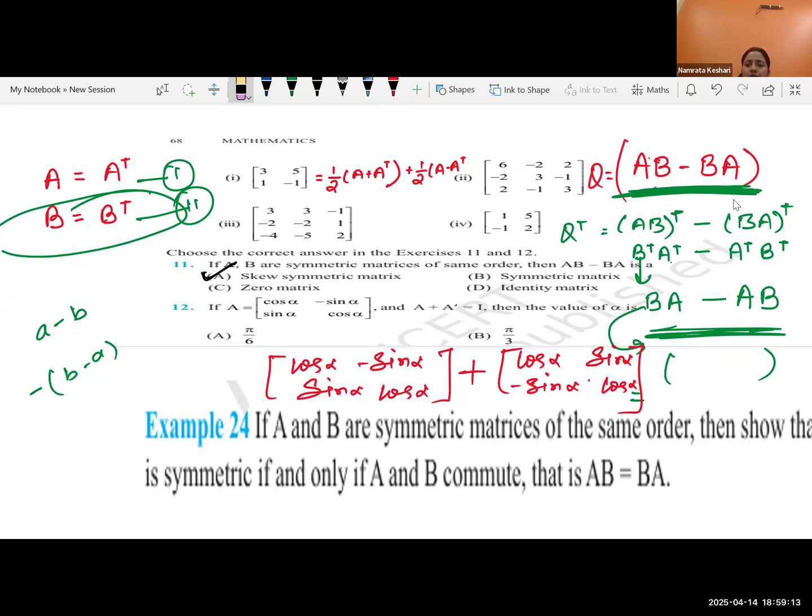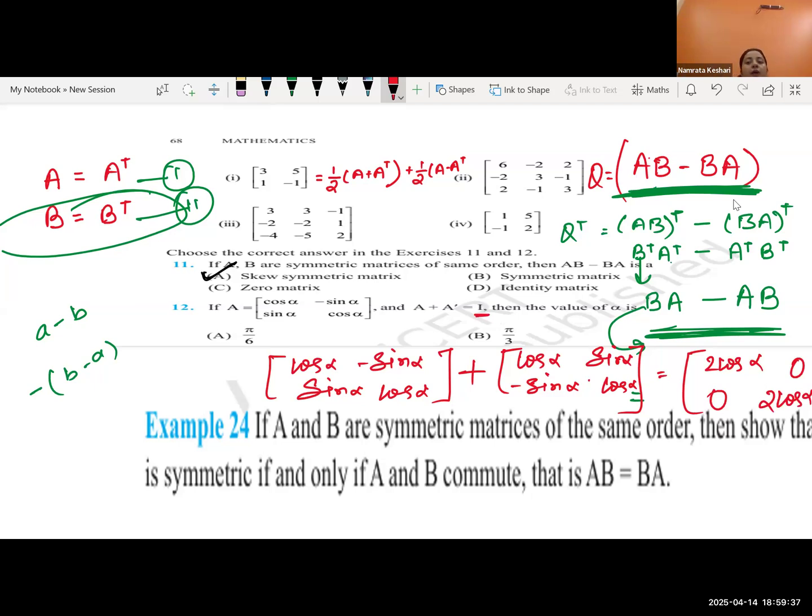If we add these two, we are going to get cos alpha plus cos alpha, 2 cos alpha, right? Sine alpha: one is negative, another positive, so 0. Then 0 and 2 cos alpha. That is equal to I, the identity matrix. So we must take the identity matrix of order 2 by 2. That means 1, 0, 0, 1, right?